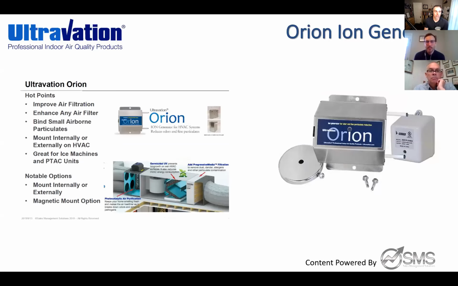So the Orion is our ion generator that we did speak about a little bit, to put before your air filter. That does improve air filtration. It does enhance any air filter and binds small airborne particles. It does mount internally or externally on HVAC. Great for ice machines and PTAC units as well. Notable options: it can mount internally or externally, and it does have a magnetic mount option as well. We'll go ahead and jump to the next.